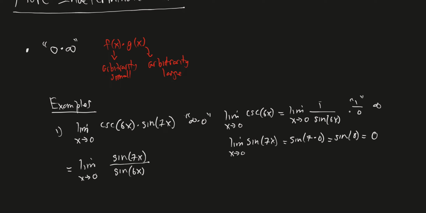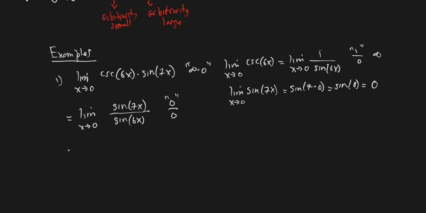And now, based on what we just did over here, this numerator approaches 0. This denominator approaches 0. So we do have an indeterminate form where we can now apply L'Hopital's rule. Remember what L'Hopital says: take the derivative of the numerator. The derivative of the sine of 7x is 7 cosine of 7x because of the chain rule. And similarly, the derivative of the sine of 6x is 6 cosine of 6x, again because of the chain rule.